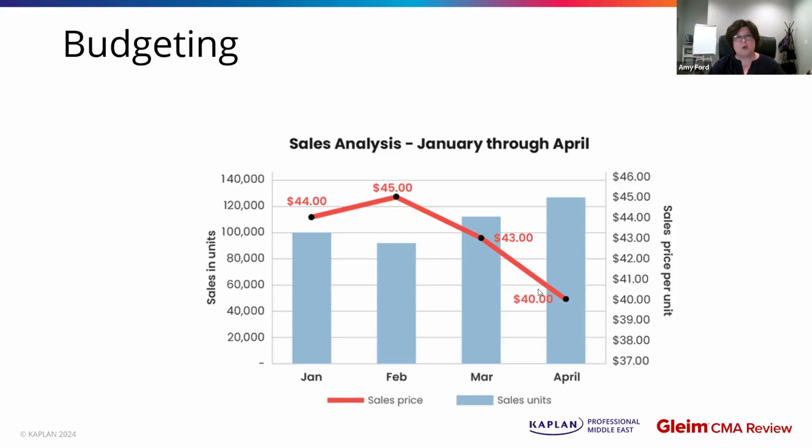But here, we see the sales price drop. Our economics says, well, when the sales price drops, more people should want to buy our product. So that is called a dual axis visualization.